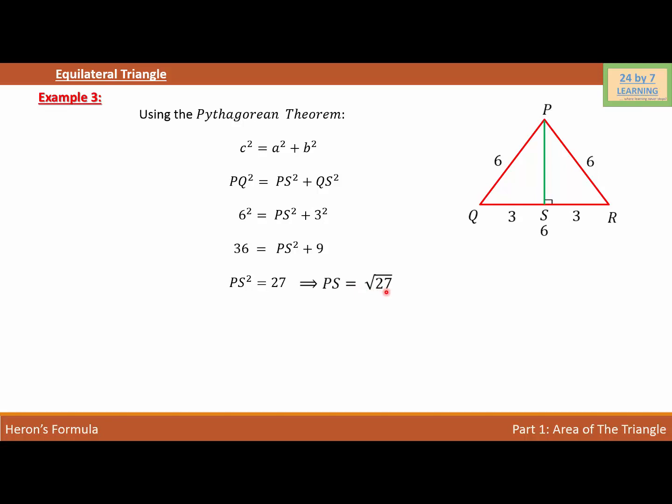Now let's find the area of the triangle. The area of the triangle is given as A equals 1 over 2 times base, which is 6, times height, which is the square root of 27. If I simplify this expression, I will get area equal to 3 square root of 27. And this is how we will use the formula to find the area of these types of triangles.